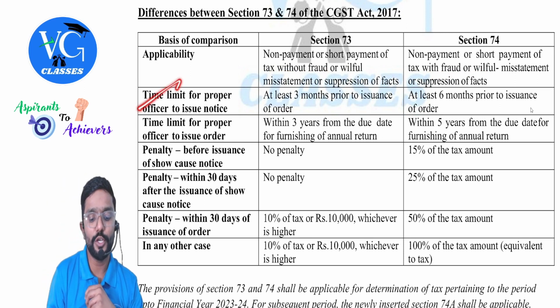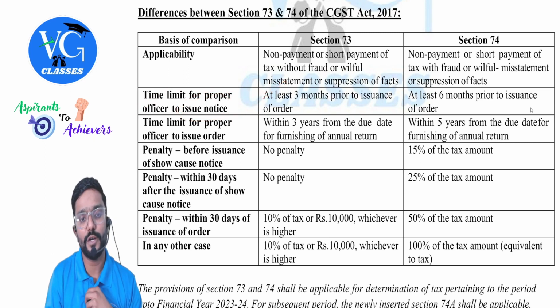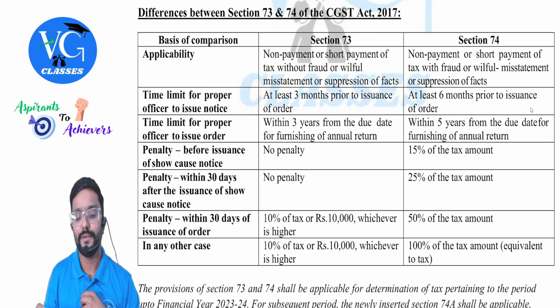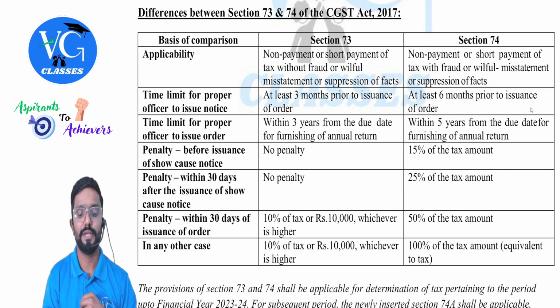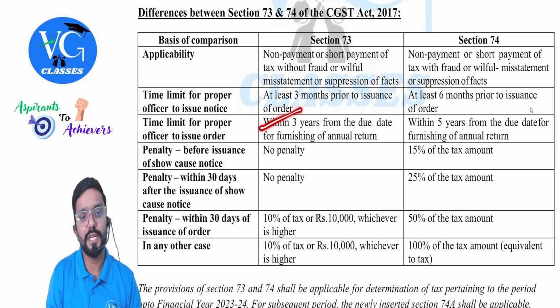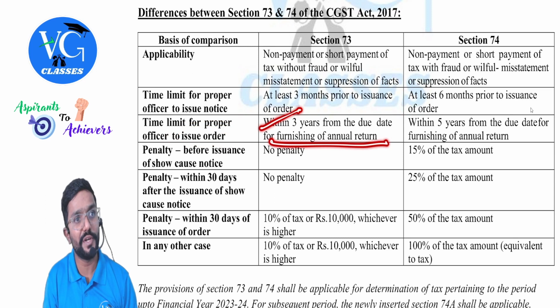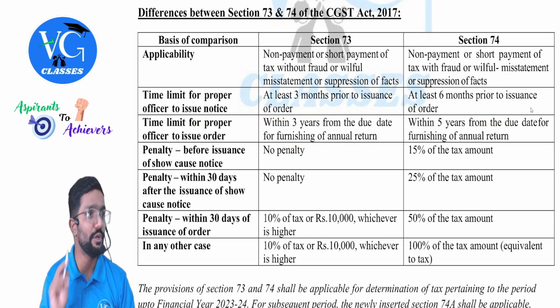Then, what is the time limit to issue notice? Here, at least 3 months prior to issuance of order, whereas here it is at least 6 months prior to issuance of order. Double, guys. 3 and here 6. Next, time limit to issue order: within 3 years from the due date for furnishing the annual return, whereas here it is within 5 years from the due date of furnishing annual return.